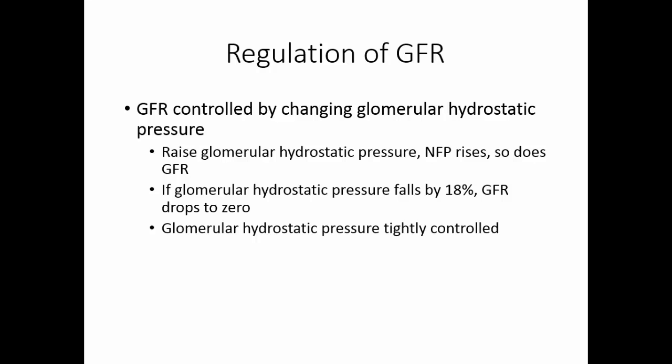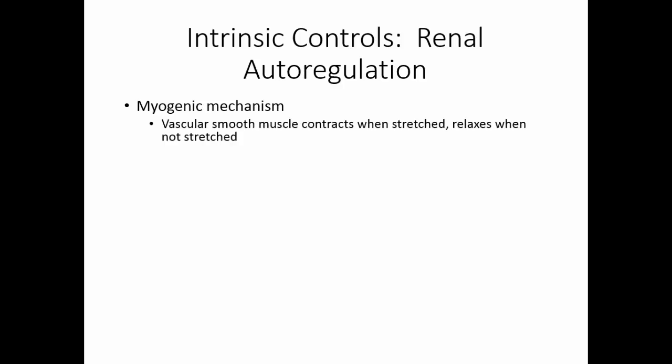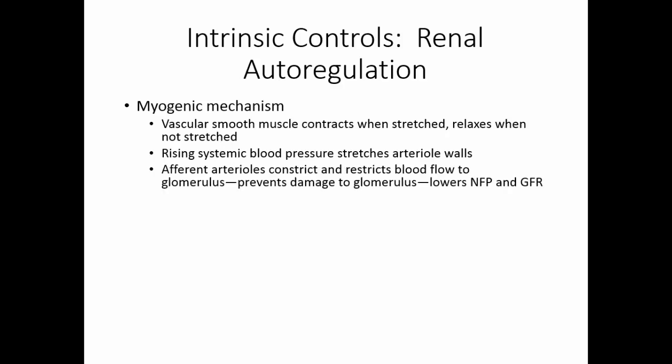There are two kinds of controls. The intrinsic controls are controlled by the kidney. The myogenic mechanisms involve smooth muscle activity. Vascular smooth muscle, you'll remember, contracts when stretched and relaxes when it's not stretched. So if we have a rising systemic blood pressure, that's going to stretch the arterial walls. This will make them contract. That will restrict blood flow to the glomerulus. We do this to prevent damage to the glomerulus, but when we do this, we lower the net filtration pressure and the glomerular filtration rate.